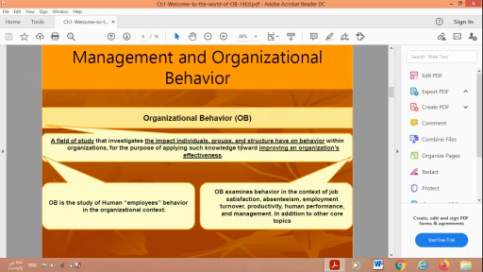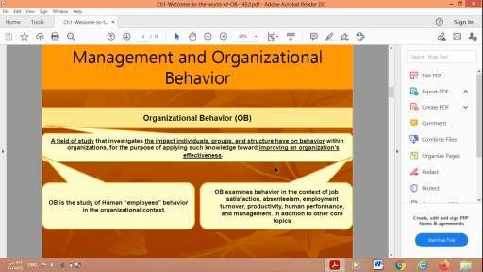What is the definition, or how can we define organizational behavior? Organizational behavior is a field of study that investigates the impact that individuals, groups, and structure have on behavior within organizations, for the purpose of applying such knowledge toward improving an organization's effectiveness. So from this definition, we can say that organizational behavior studies three main determinants of behavior within the organization: the individuals, groups, and also the structure.